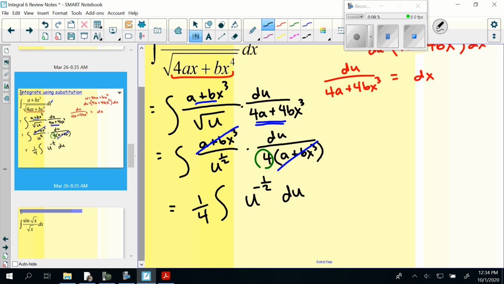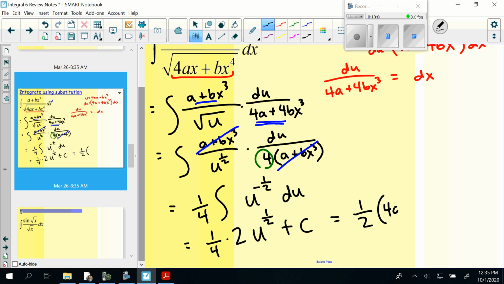So now if we find the antiderivative, adding 1 to that is u to the positive half. Reciprocal of 1/2 is 2 times our 1/4 that we had there plus c. So putting our two constants together, 1/4 of 2 would be 1/2. And then substitute back in for u, and our substitution here had been the 4ax plus b x to the fourth, and then plus some constant. And the power on here is half.